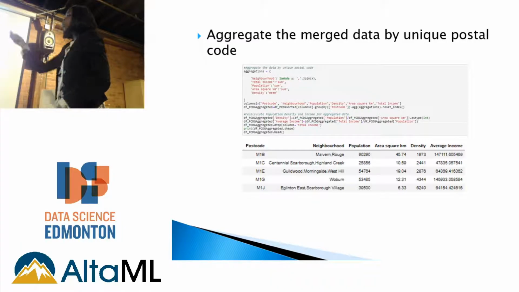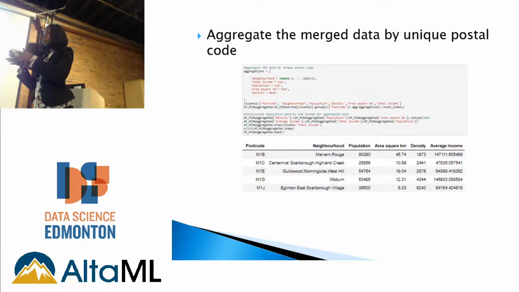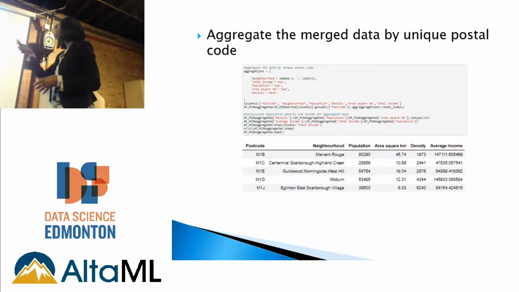For neighborhoods, the names were combined together, separated by comma. For population, it was a sum of the population. For land area, it was the sum of land area. For density, it was the sum of population over the sum of the land area. And for average income, it was weighted average income. So it was done in several steps.